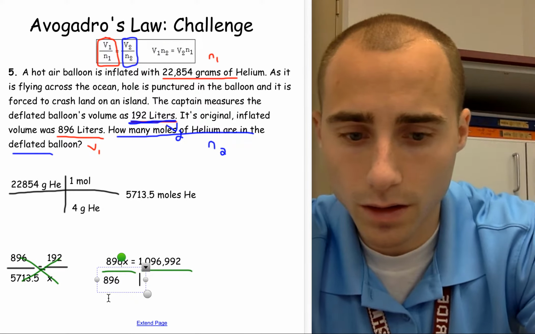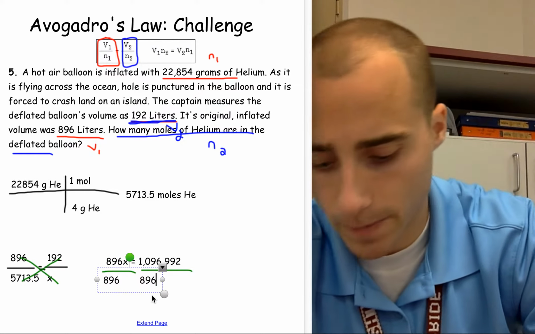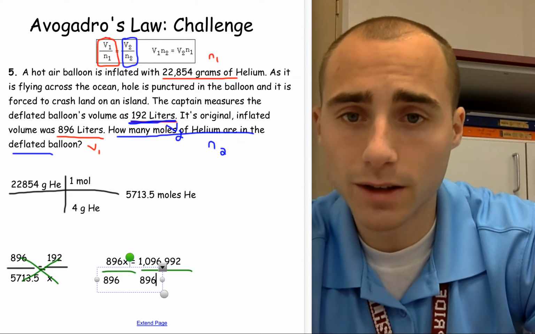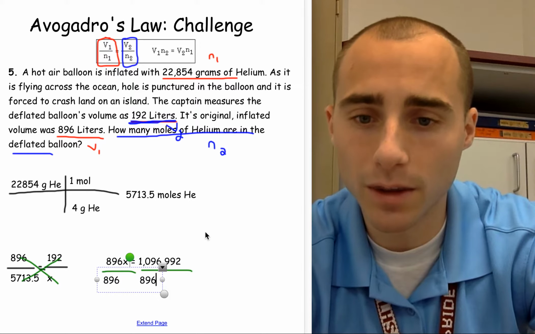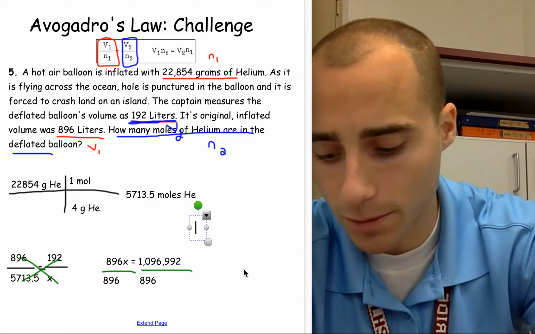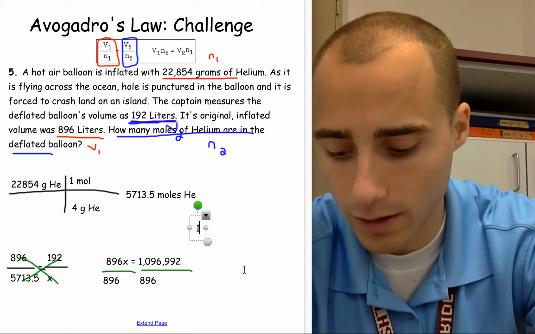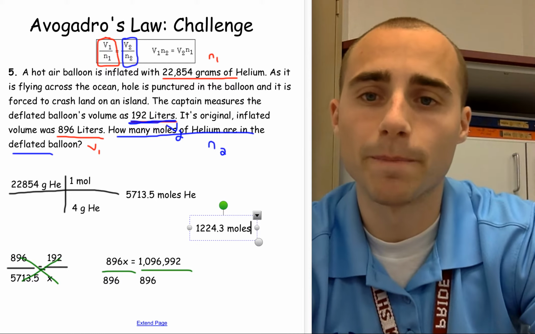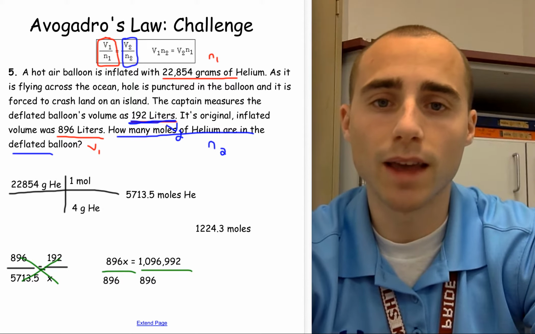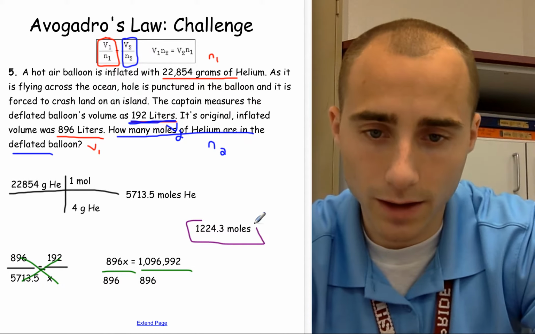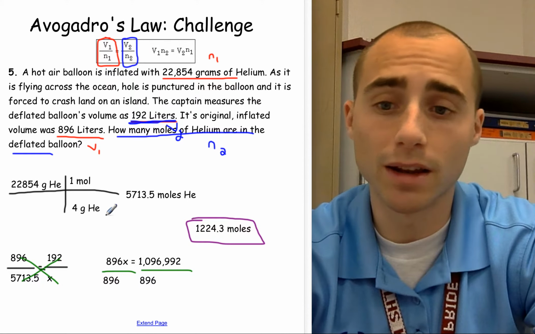896 divided by 896. My final answer in terms of how many moles of helium are in my deflated balloon, this is how many were in the inflated balloon. My deflated balloon only contains 1,224.3 moles. That is my final answer. Got that? Well done. Good challenge question right there. Proud of everybody. Success. That is how many moles are in my deflated balloon.